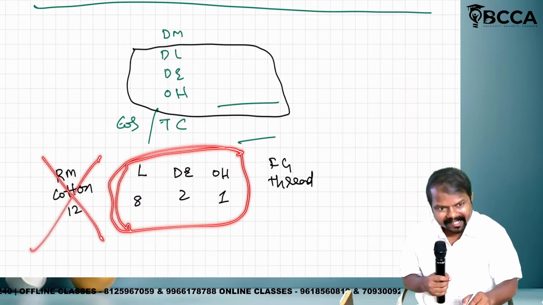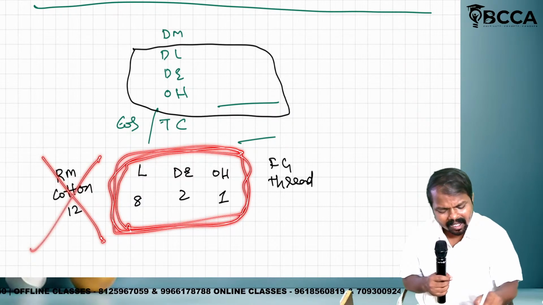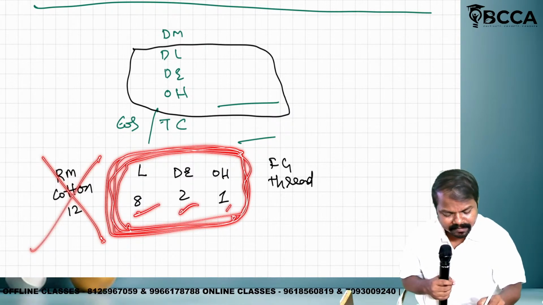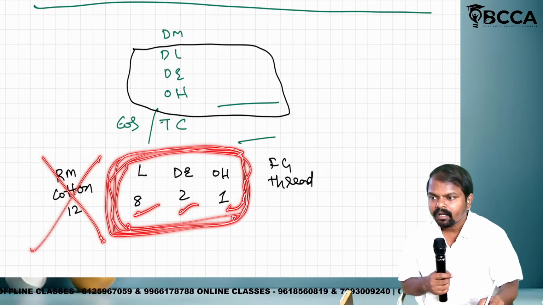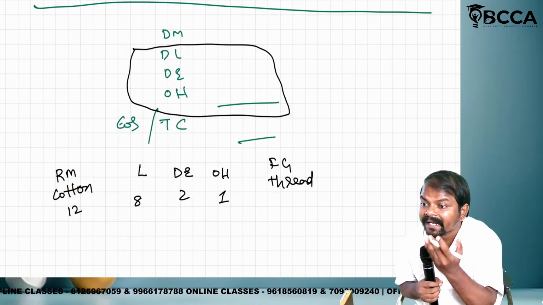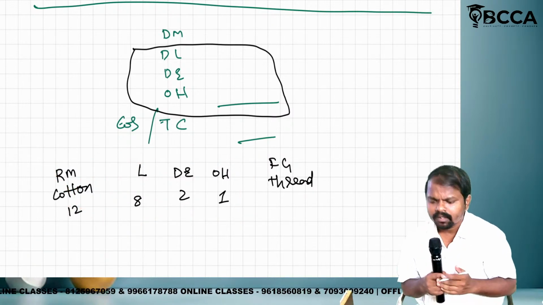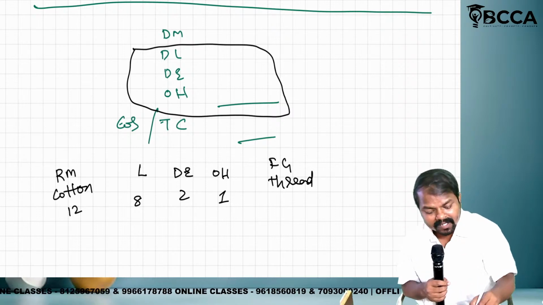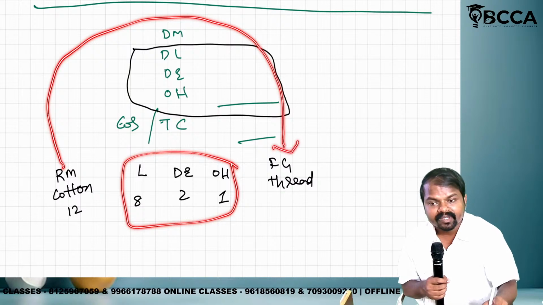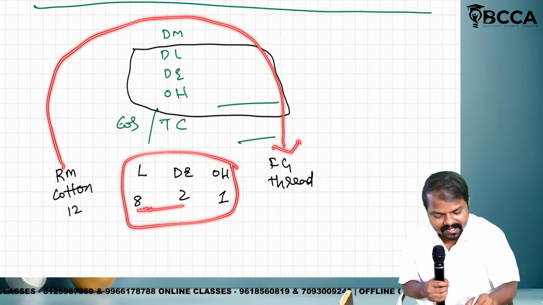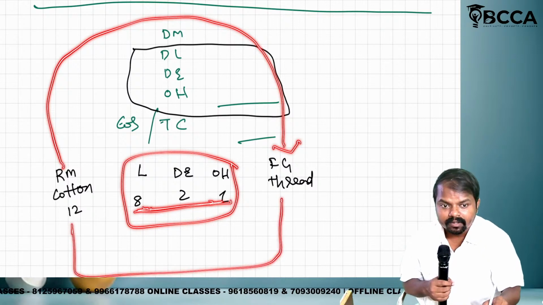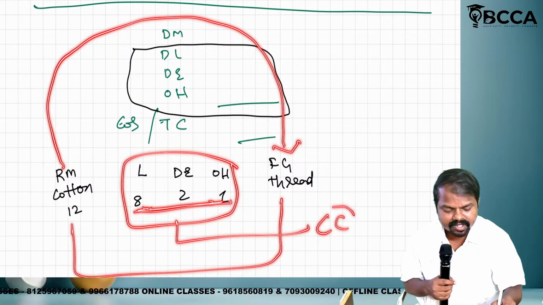Other than raw material, what is the 11 rupees? How 11? 8 plus 2 plus 1. Why are you incurring 11? This 11 rupees will be helpful to convert cotton into thread. This 11 rupees is useful to convert raw material to finished goods. That is the reason this is called conversion cost.